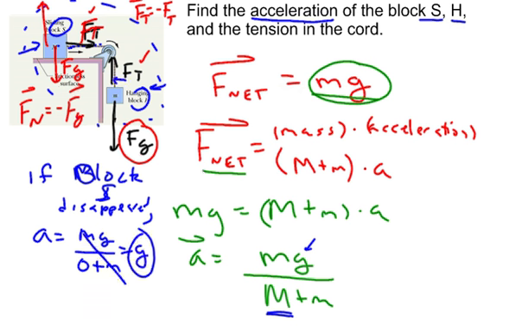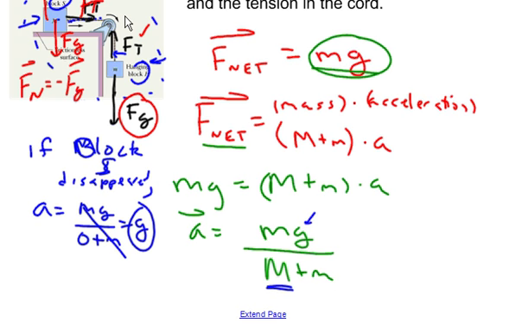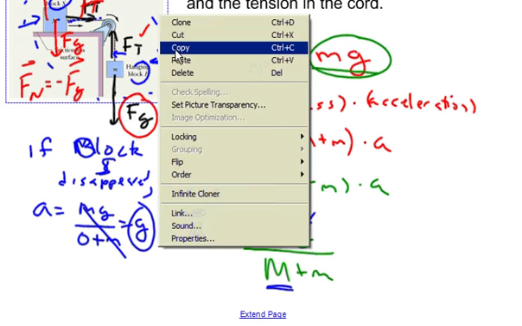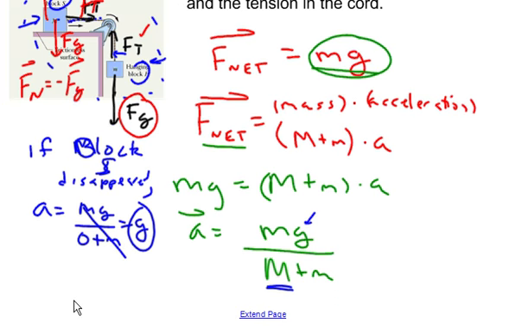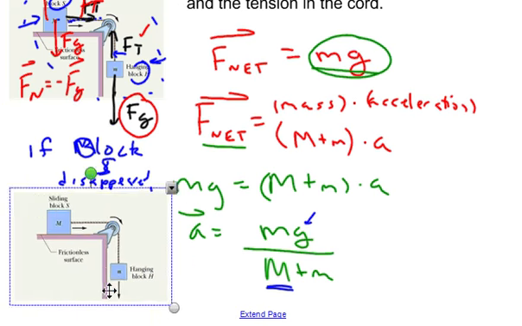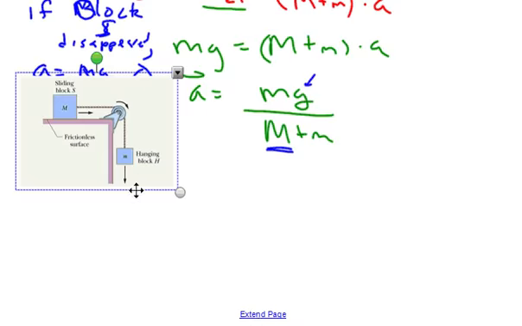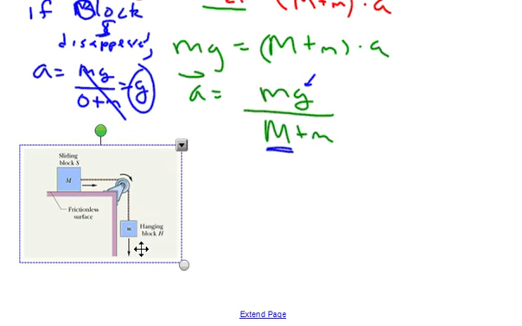Okay, well, the next question is a particularly interesting one. It says, what is the tension in the cord? Well, let's see if we can get this drawing a little bit bigger here. So going back to this drawing, what we know now is that the acceleration equals mg over big M plus little m.